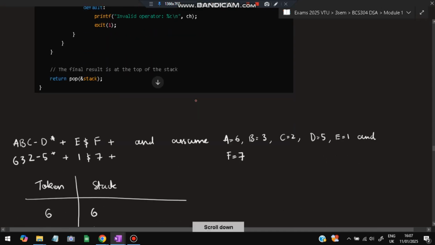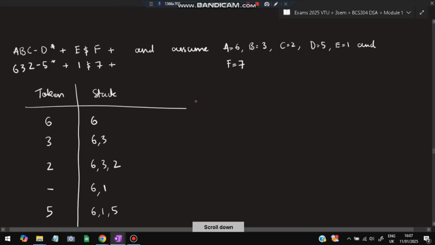Now we'll understand the actual problem. Okay, so in this problem, there are some steps you need to follow. This is the expression which they have given, and after the expression they have also given that assume a is equal to 6, b is equal to 3, c is equal to 2, d is equal to 5, e is equal to 1, and f is equal to 7. The values of each letter they have given us. Your first step is to substitute those values. A will become 6, b will become 3, c will become 2, minus minus, d will become 5, e will become 1, f will become 7.